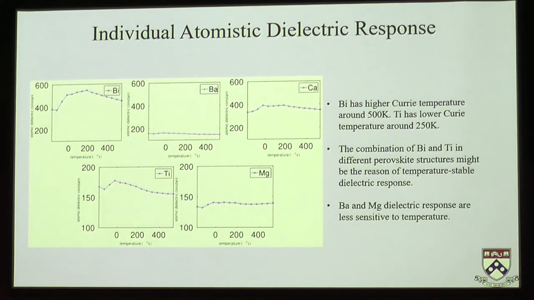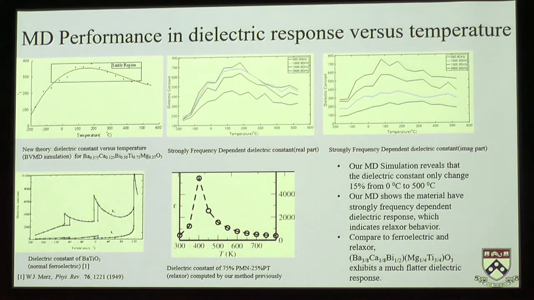So now we have the flattened dielectric response. So it's natural to think about what results in this flattened dielectric response. The first thing we are going to look at is the individual atoms' response. The second thing we naturally think of is how each unit cell responds at different temperatures.